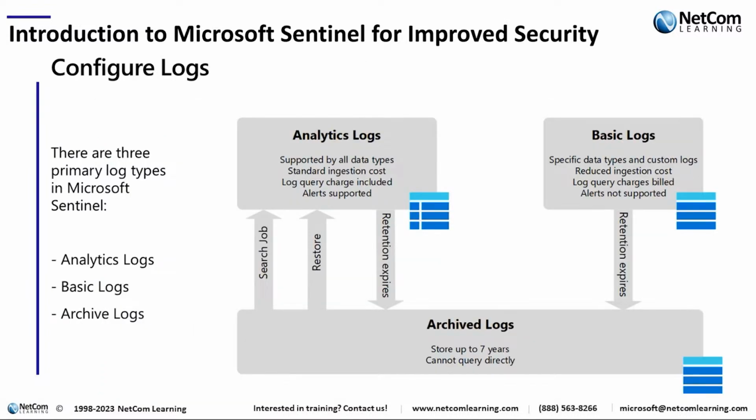And then lastly, we're going to look at a couple of different types of logs that are included with the Sentinel tool. There are three primary log types that come with the system. There are the analytics logs, and this is all the data that's stored. There's a standard ingestion cost that's included in the system. And it does all the log queries and alerts. There are the basic logs, which are the data that's actually recorded from all of the systems. In this case, alerts are not supported.